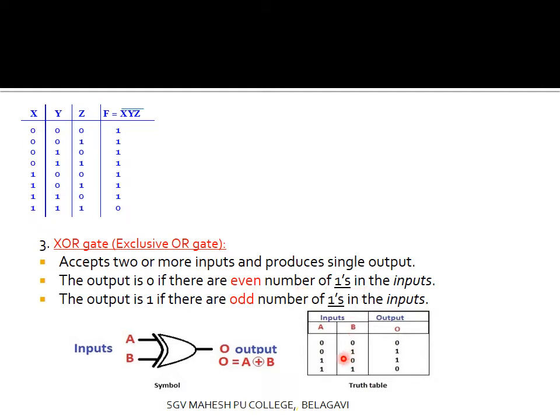That means if I check there is an even number of ones in an input, then in that case I get output 0. So if I have two ones here, I get output 0. If I have an odd number of ones, I get output 1. I have two ones, that means even, I get 0. The same thing is applied for the XOR gate: output 1 when there is an odd number of ones.